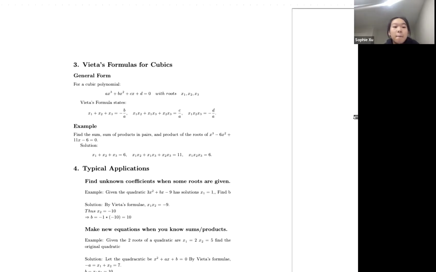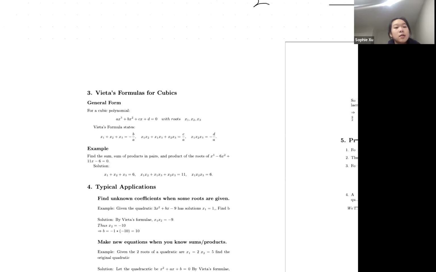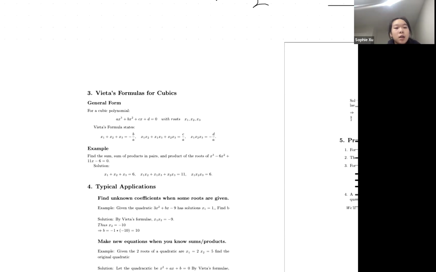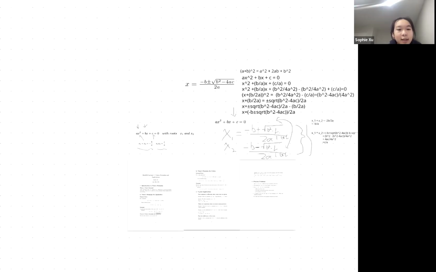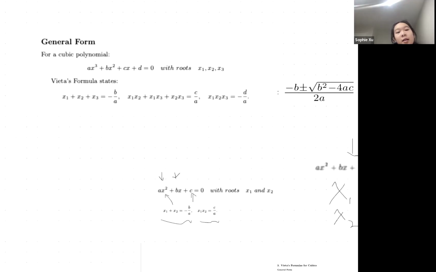And basically it states, okay, maybe I should just highlight this because I basically just wrote everything on the board. Maybe I should just go here. Yeah, it's basically like that. And then you might notice a pattern, right? Well, let me just explain this first.